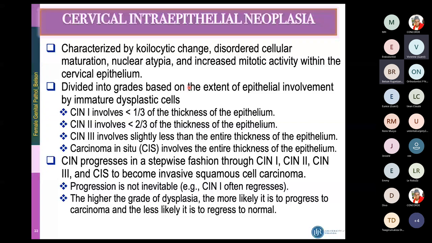So CIN progresses in a stepwise fashion through CIN1, 2 and 3 and carcinoma in situ to become invasive squamous cell carcinoma. So progression is not inevitable. Here CIN1 often regresses.